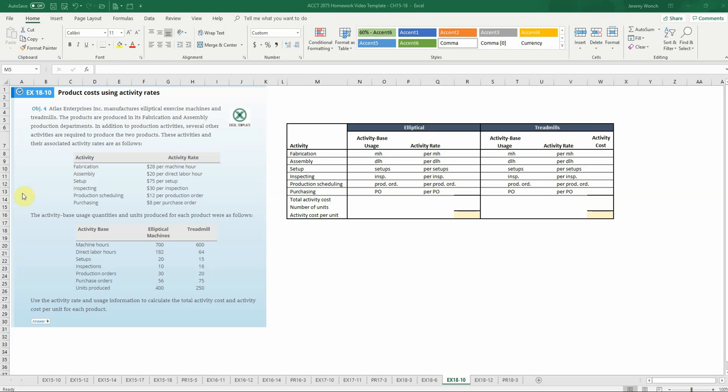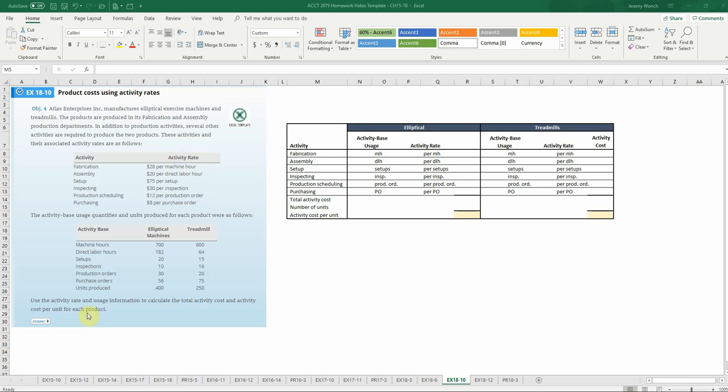So in this one, we have Atlas Enterprises that makes elliptical exercise machines and treadmills. They have fabrication, assembly, and production departments. But they went deeper than that, and they identified activities such as fabrication, assembly, setup, inspecting, production scheduling, and purchasing. Based on this information, we can dig down deeper to figure out the true overhead that each of these products, the elliptical and treadmills, creates.